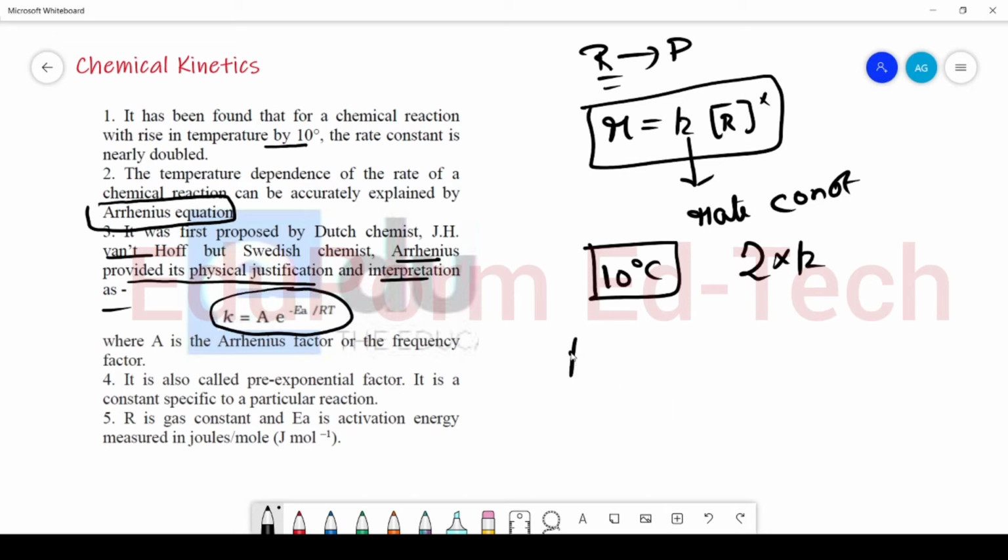In the Arrhenius equation, k, that means the rate constant, is equal to A e to the power minus Ea upon RT, where A is the Arrhenius factor, which is also called the frequency factor. It usually means the frequency at which the molecules, atoms or ions of the reactants are oscillating at their mean position. This is basically the vibration that they carry.